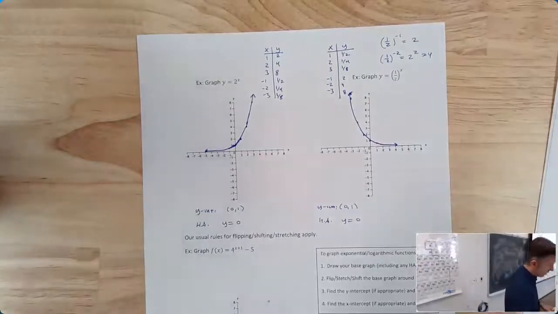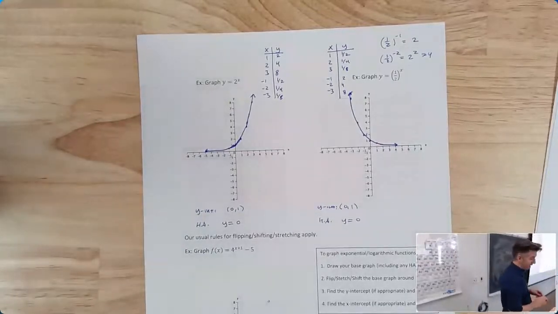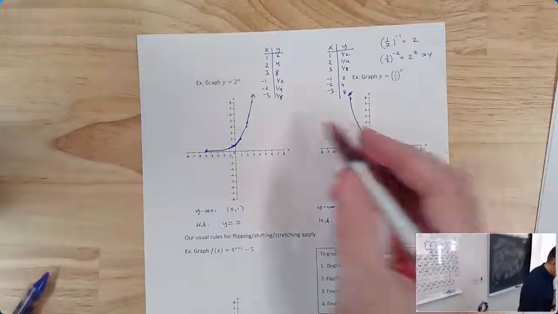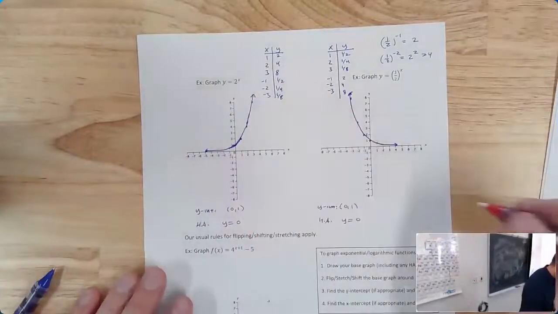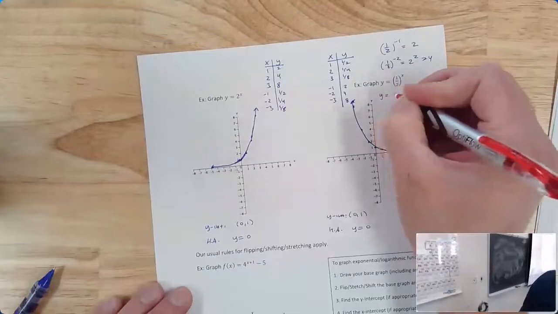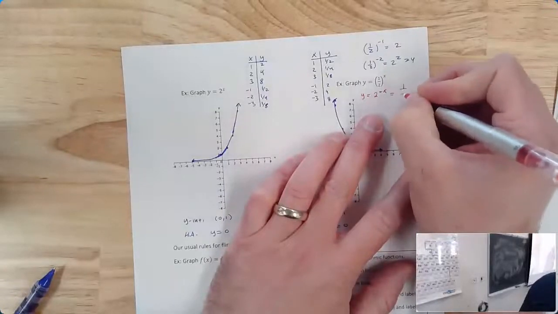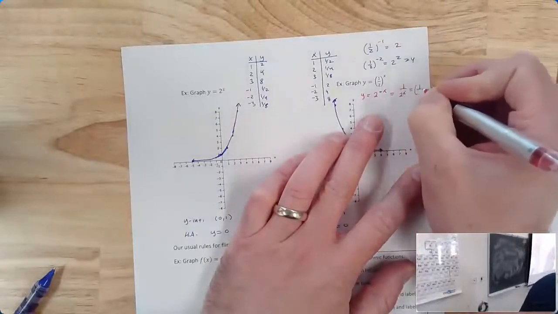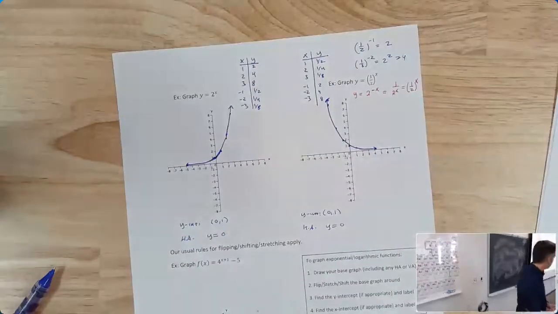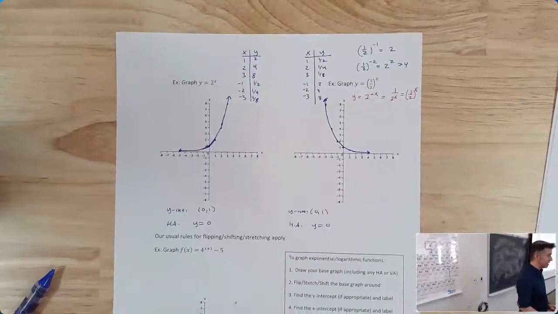I should point out, this really does look like, in fact, it really is what you would get if you did the horizontal reflection. So remember when we talked about reflections a few days ago? You get a horizontal reflection if you do a negative on the inside. You get a vertical reflection if you do a negative on the outside. So if I do a negative on the inside of this function, if I write y equal to 2 to the negative x, that really is the same as 1 over 2 to the x, which really is the same as 1/2 to the x. So 1/2 to the x literally is the reflection of 2 to the x in the y-axis.